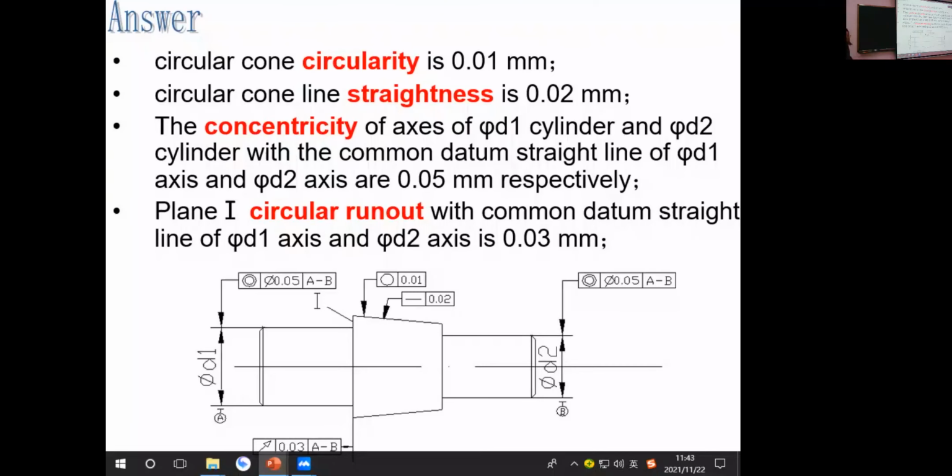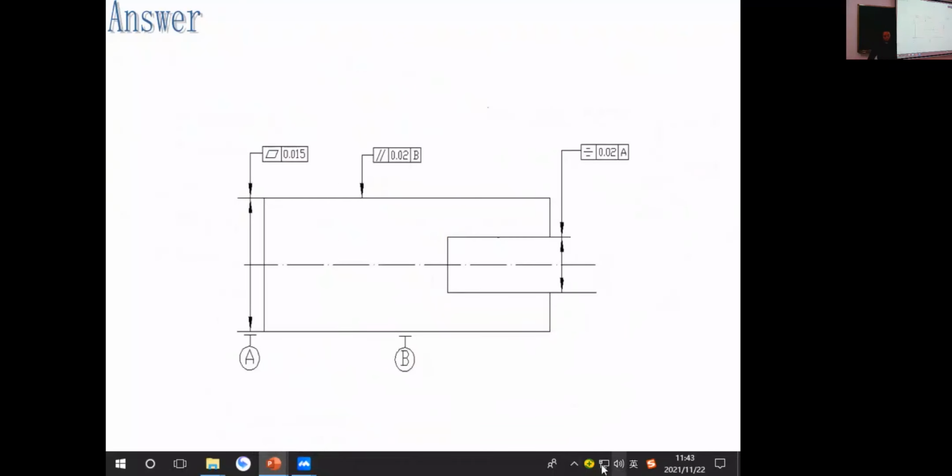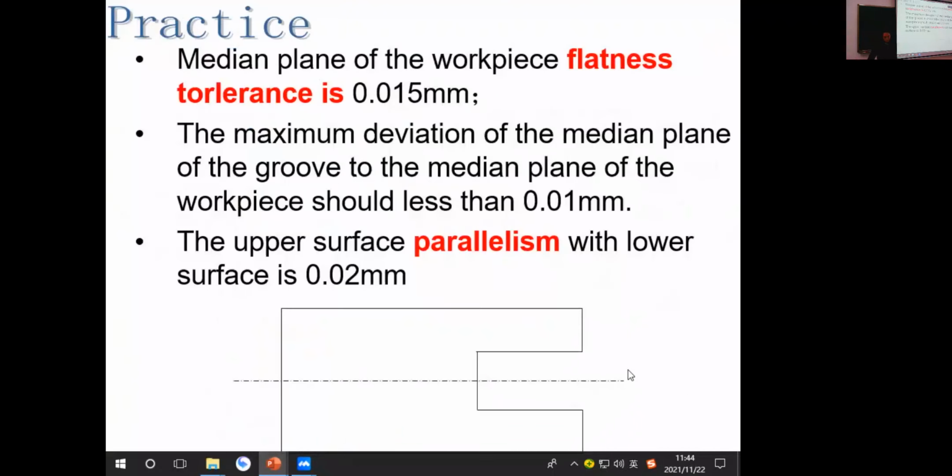Next one, next one. This one. Finish that. If you don't finish that, just leave it for homework.